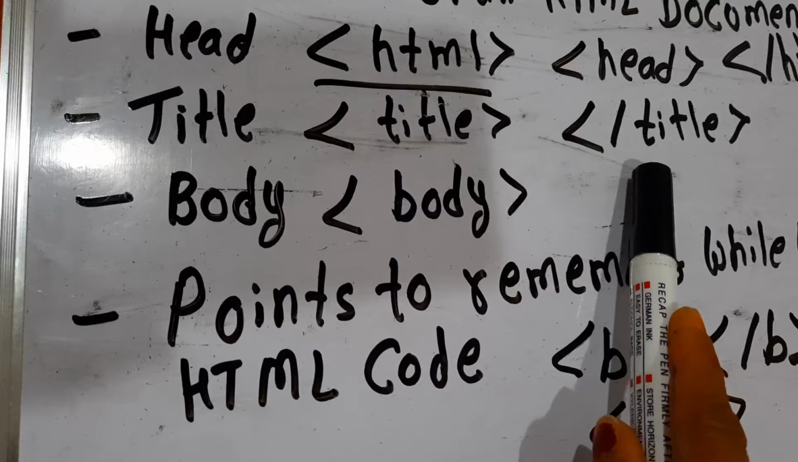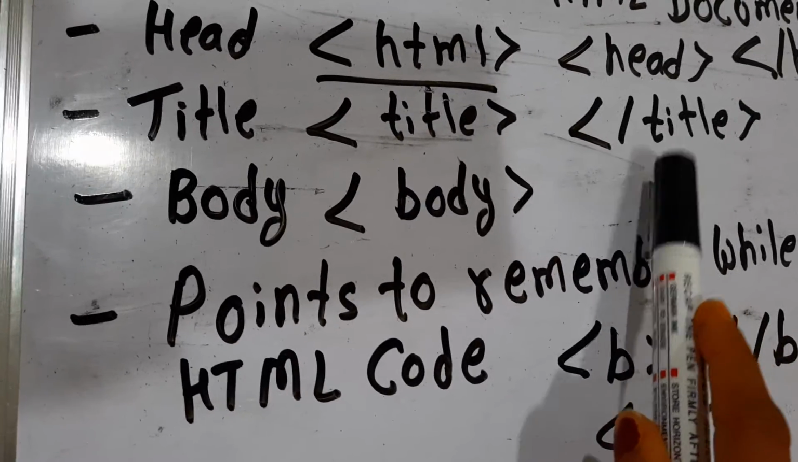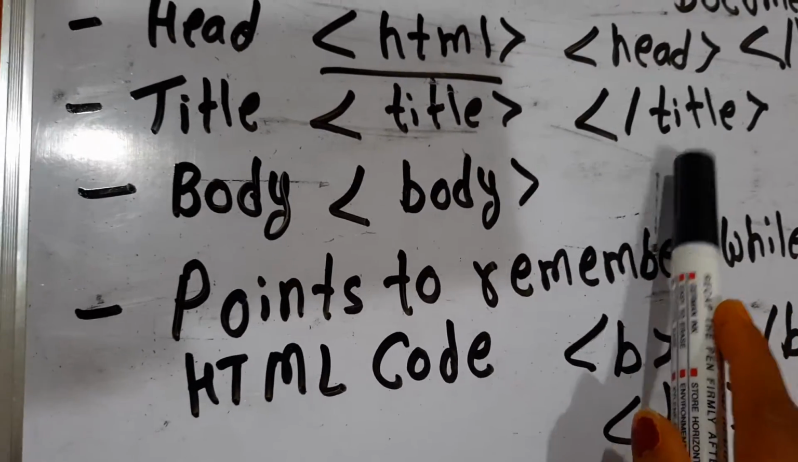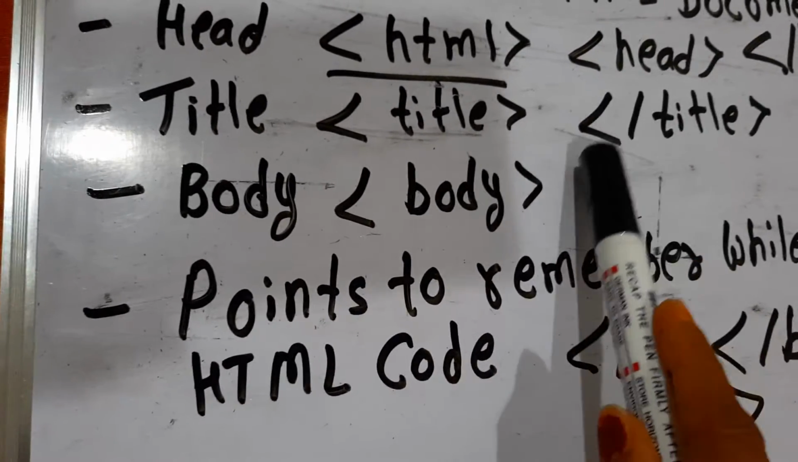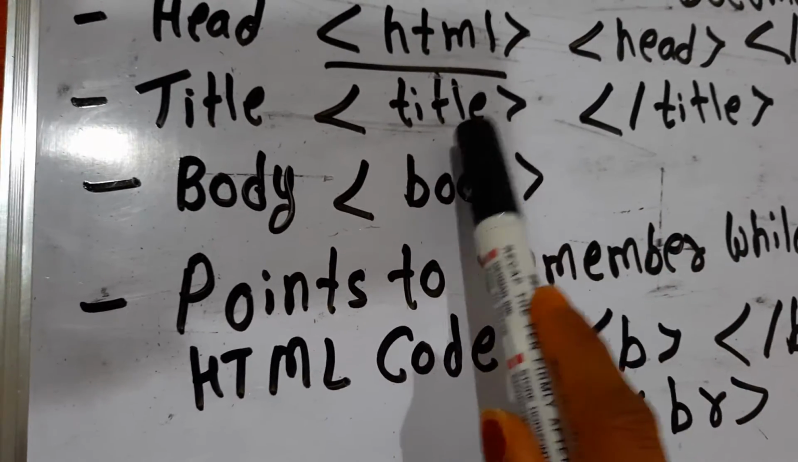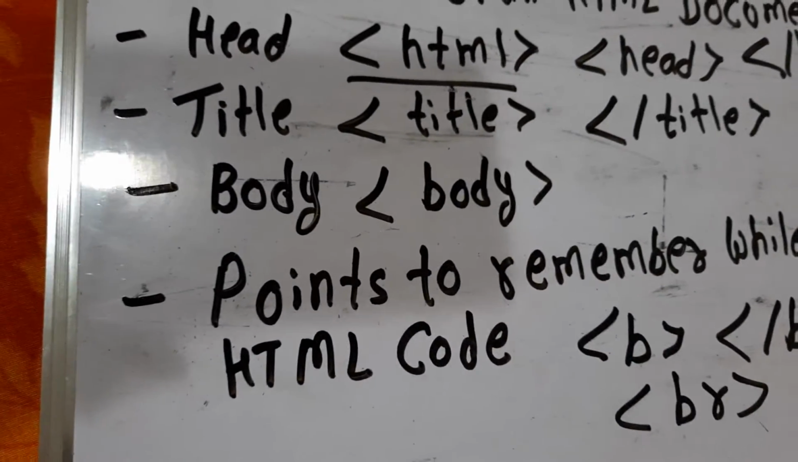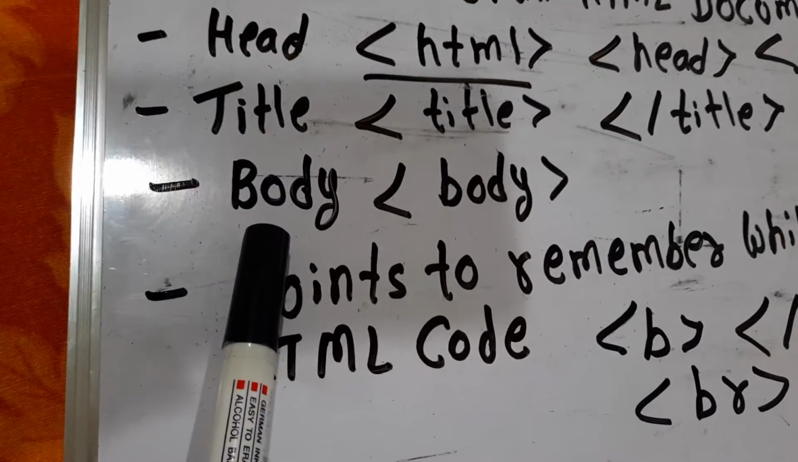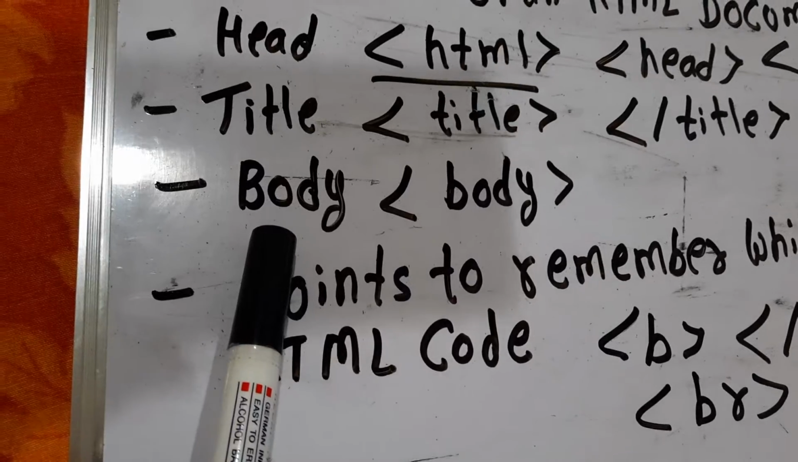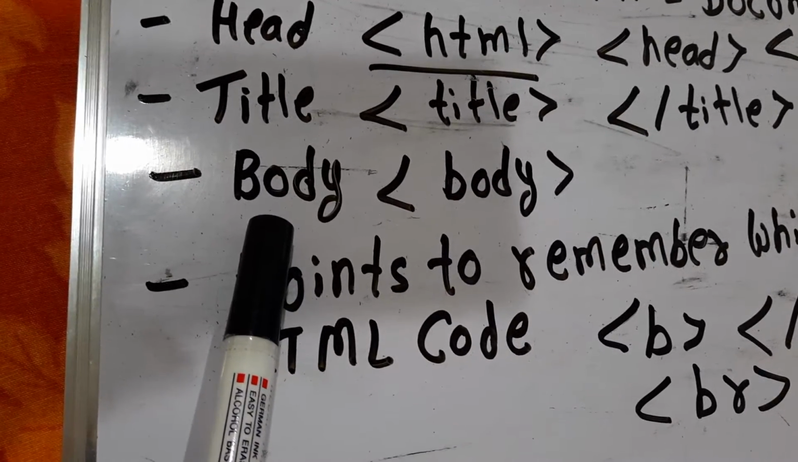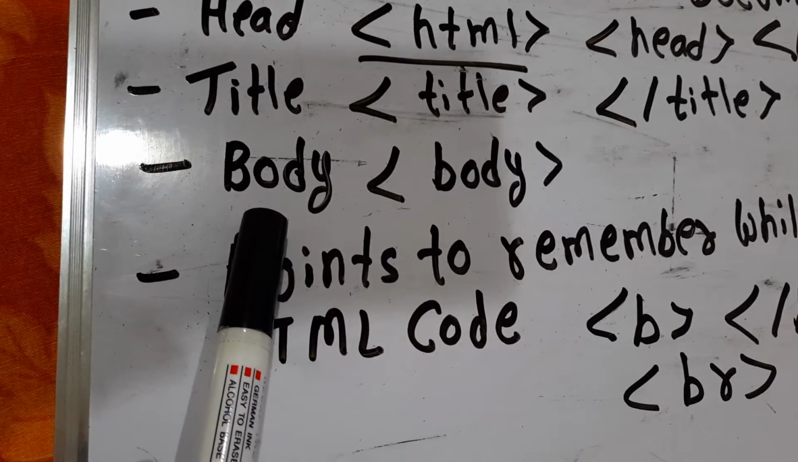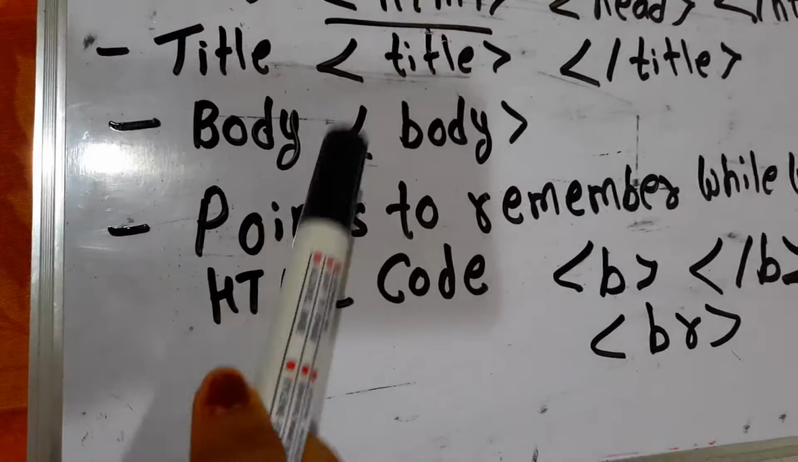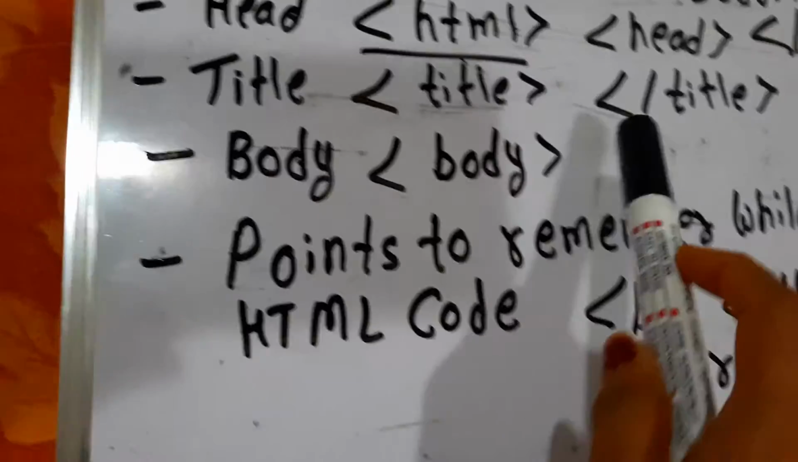The title element is a container element because it has an opening and closing tag. In between these tags, the title is written. This title is displayed in the title bar of the browser window. Then we have body. This section contains the main content of the web page, which includes the text and graphics. The text enclosed in the body element is displayed on the web page according to the tags and attributes.